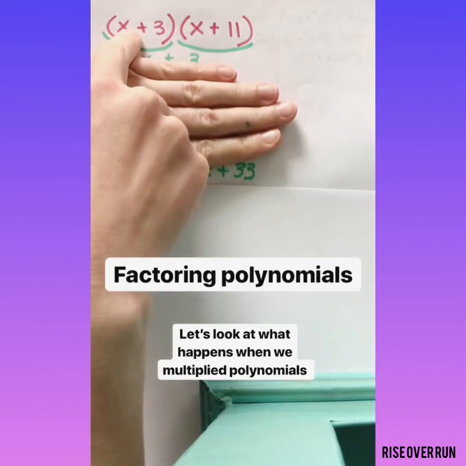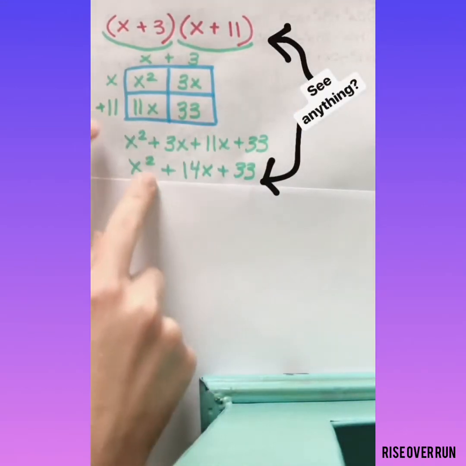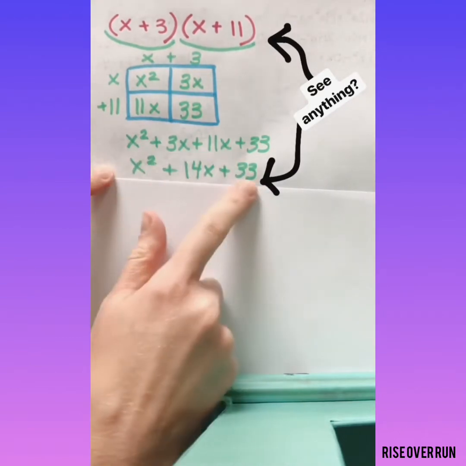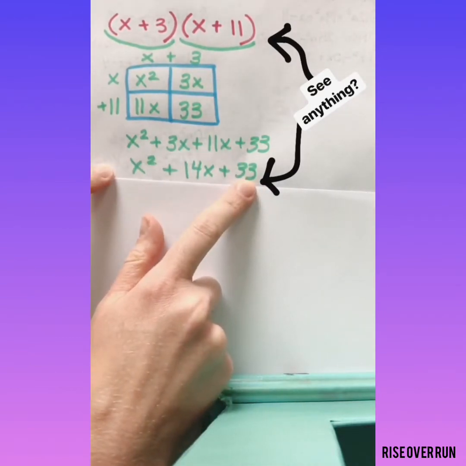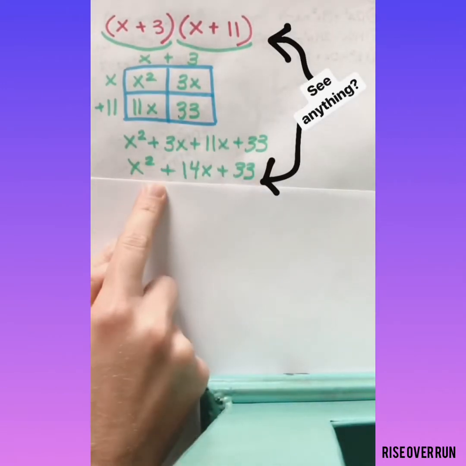Remember when we multiplied these two polynomials? We used a box method and we came up with this product. See if you can spot any relationships between these numbers and what we have in our final product.